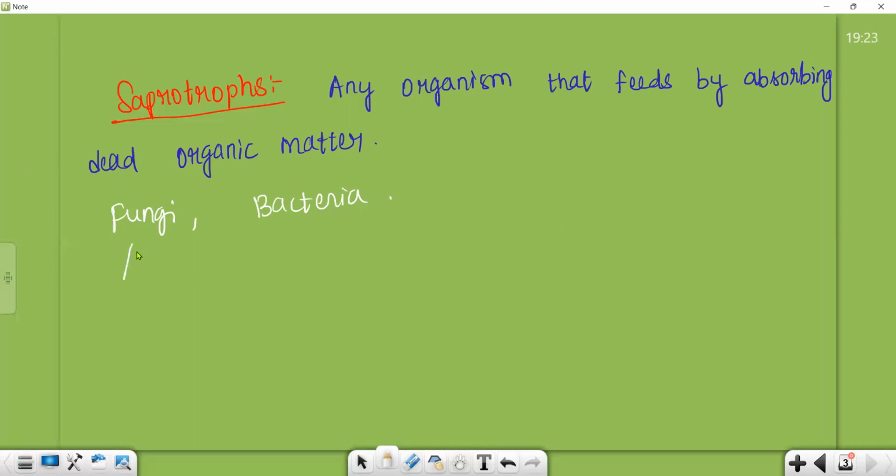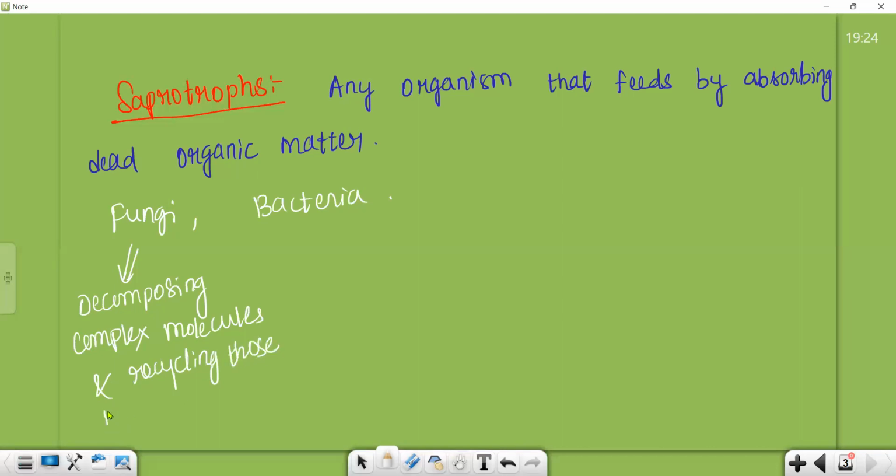So what is the role of fungi? Fungi are most efficient in decomposing. I think you know the term decomposing, right? Decomposing complex molecules and recycling those nutrients. So this is what it does: it decomposes all the complex molecules and it absorbs nutrients.